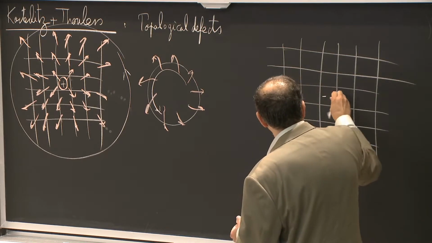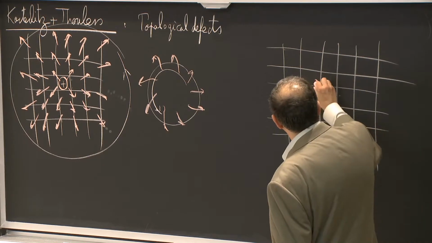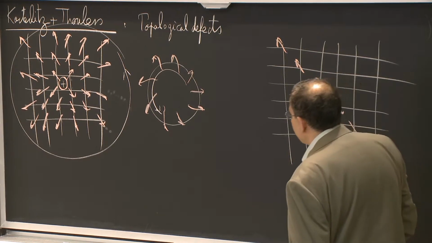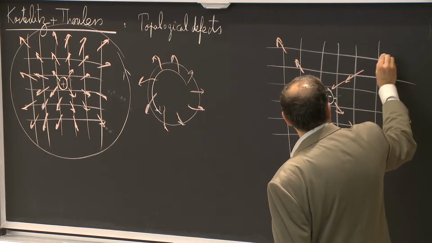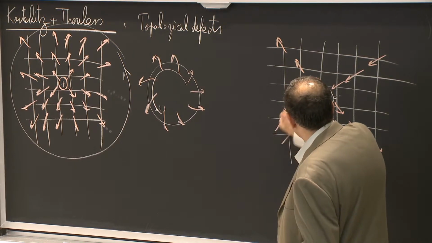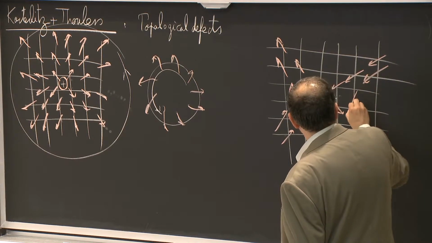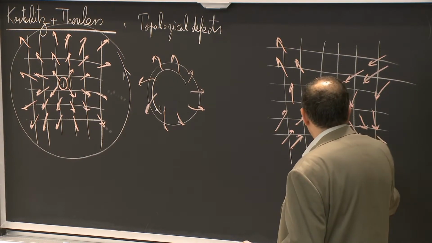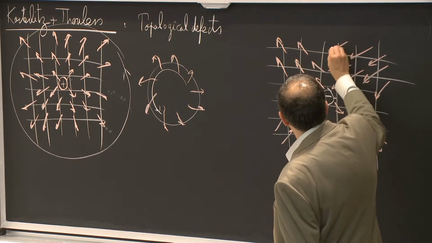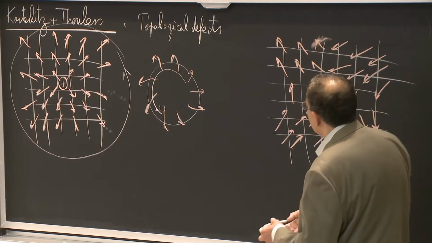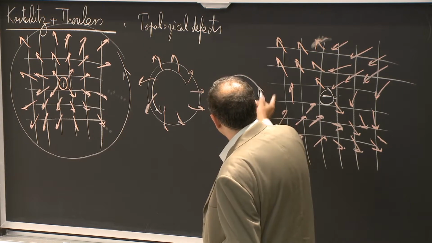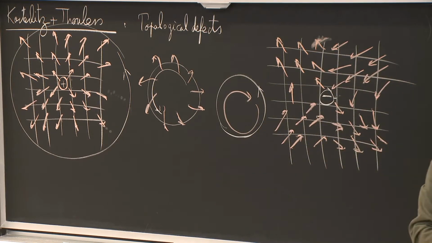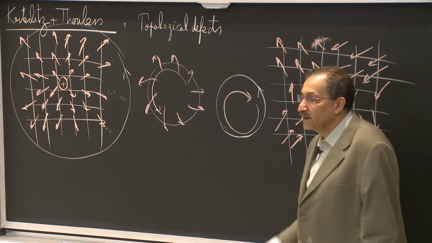There is a corresponding minus defect, which is something like this. And for this, you can convince yourself that as you make a circuit such as this, the direction of the arrow actually goes in the opposite direction. This is called a negative sign topological defect.